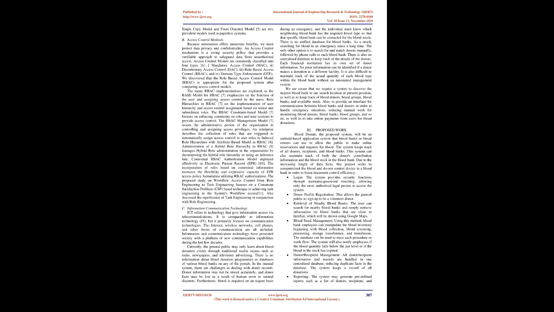By turning a paper-based system into a paperless system, automation is achieved. The single copy model and form-oriented model are two prevalent models used in paperless systems. B. Access control methods. Because automation offers numerous benefits, we must protect data privacy and confidentiality. An access control mechanism is a strong security policy that provides a verifiable approach to safeguard data from unauthorized access.